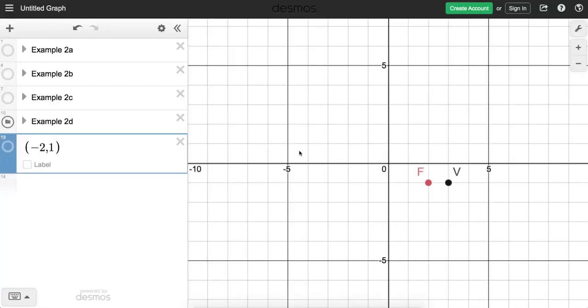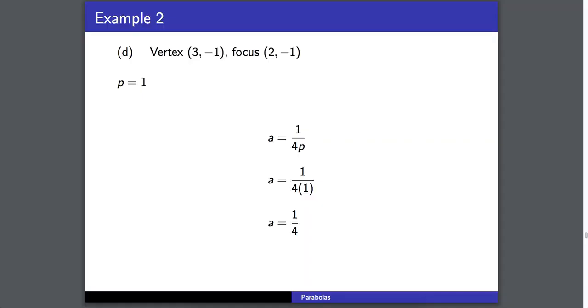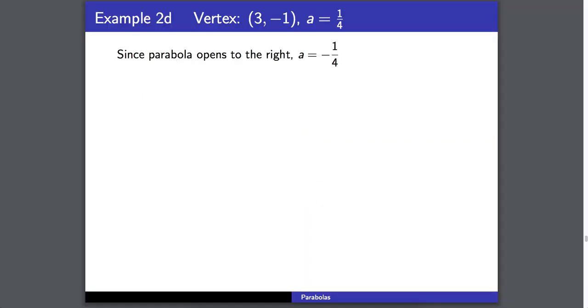And because our focus has to be inside of our parabola, it is opening to the left. And if a parabola is opening to the left, that means the value of a has to be negative. So a is going to be negative 1/4. And we can write x equals negative 1/4 times (y plus 1) squared plus 3.